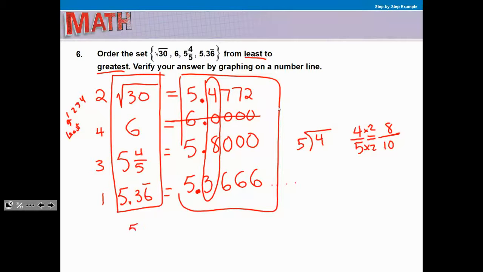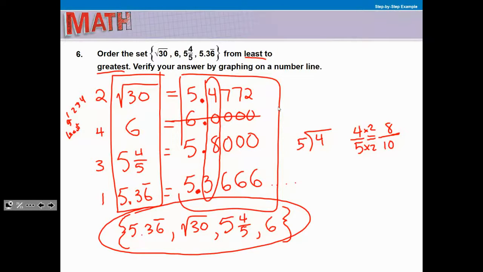So what's first? 5.36 repeating. Next would be square root of 30. Next would be 5 4/5. And finally, 6. And that is our answer, least to greatest. Okay, so write the original format of the numbers vertically, give the decimal equivalents, and then line up their decimal places so you can compare them one place value at a time.